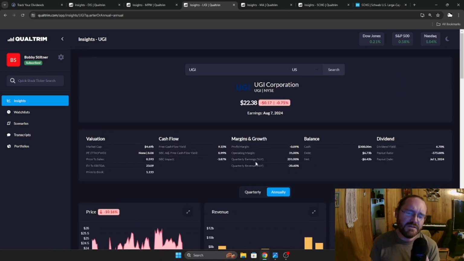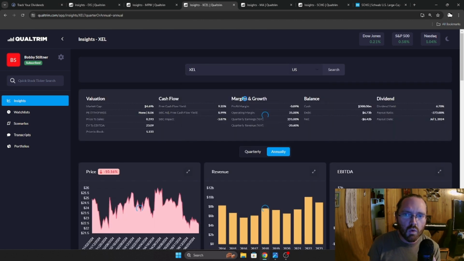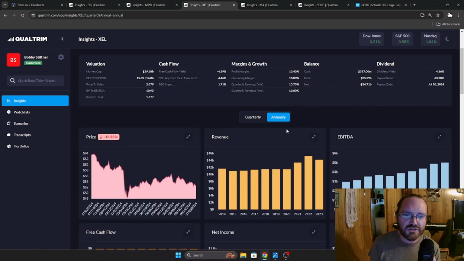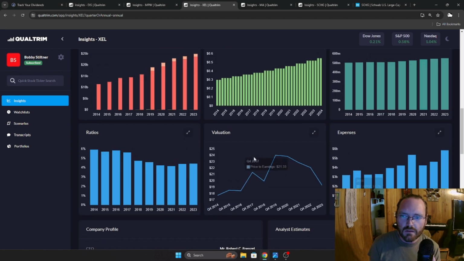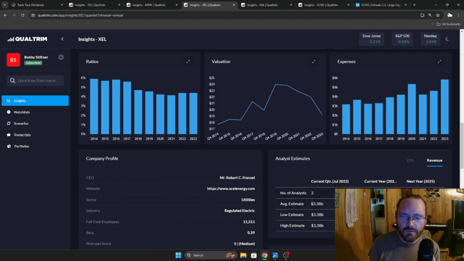My personal opinion is I probably wouldn't, but I understand the appeal behind utilities. A lot of them pay really good dividends, and who doesn't like big dividends? I think that there are a couple others out there that I would like a little bit more. XL Energy is one, just for an example, that I would look into.